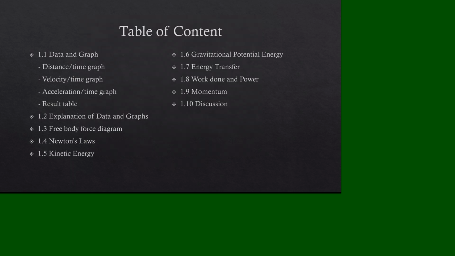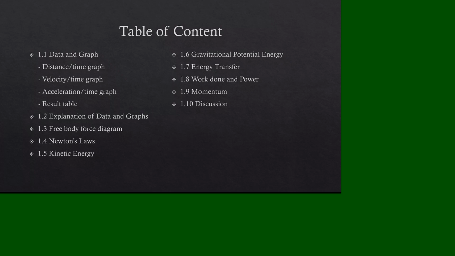Table of contents. 1.1 Data and graphs: distance time graph, velocity time graph, acceleration time graph, and result table. 1.2 Explanation of data and graphs. 1.3 Free body force diagram. 1.4 Newton's law. 1.5 Kinetic energy.